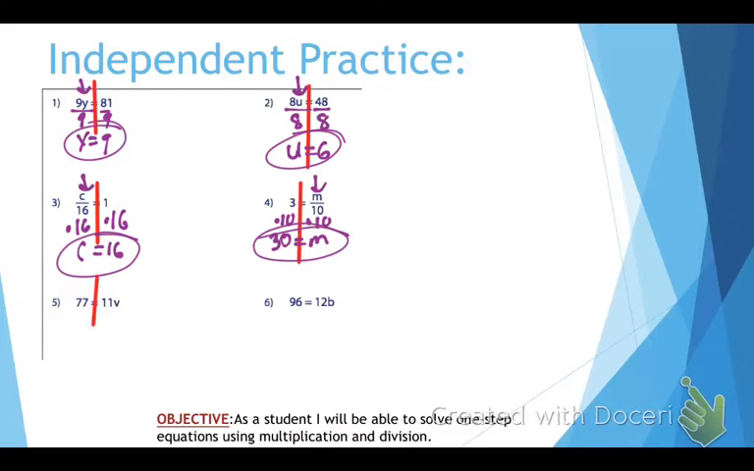Next one, okay, draw my line, find the variable. It's 11v, that means multiply. We're going to do the opposite, which is divide. Remember, we use a fraction bar. Divide, you should have v equals 7. There you go, that's your answer.